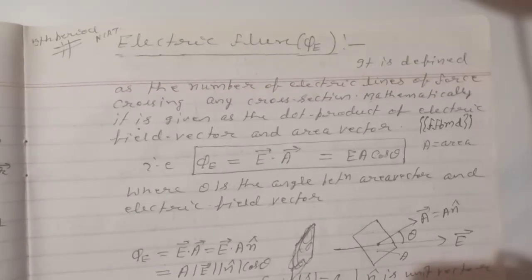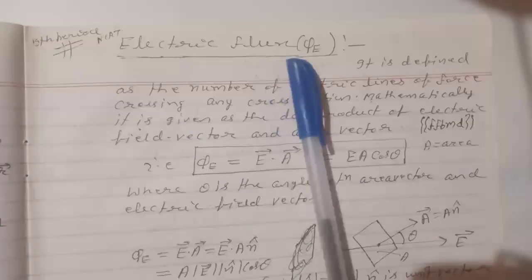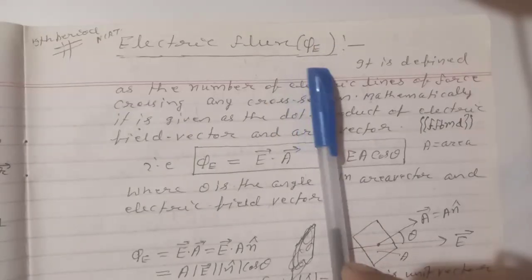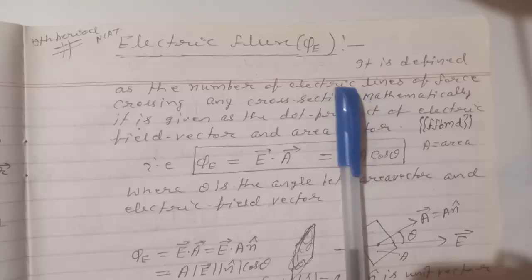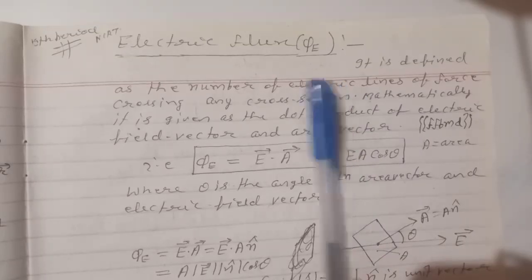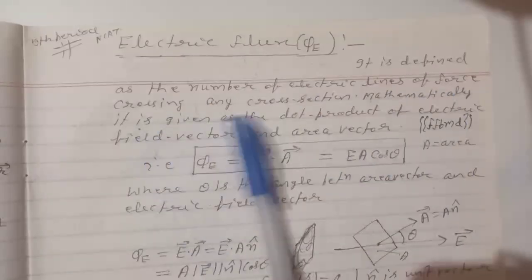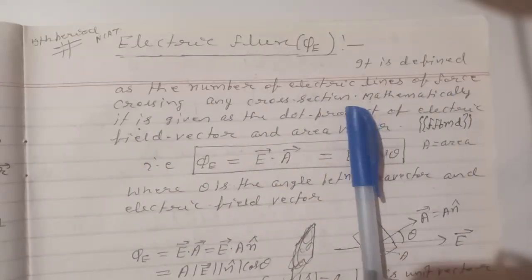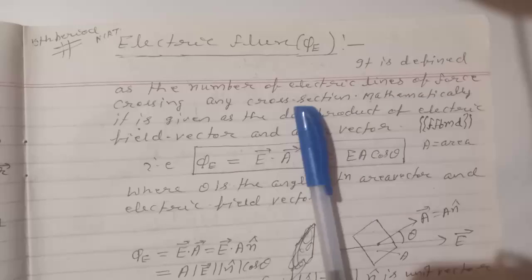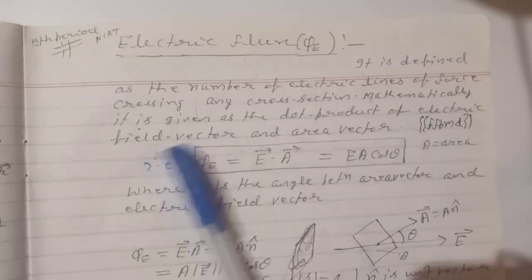Today's topic is electric flux, represented by phi. Let's talk about the electric flux. It is defined as the number of electric lines of force crossing any cross-sectional area. Mathematically, it is given as the dot product of electric field vector and area vector.